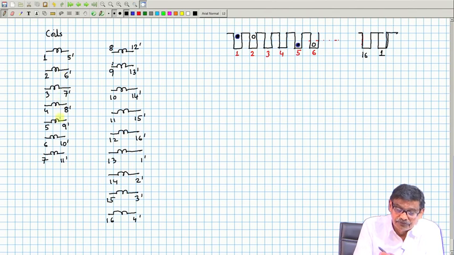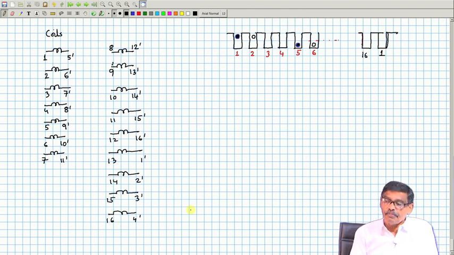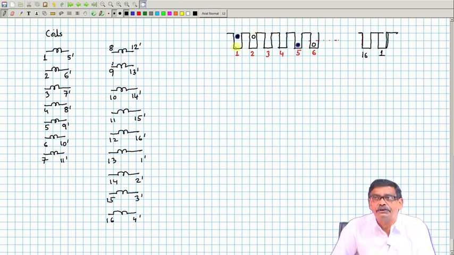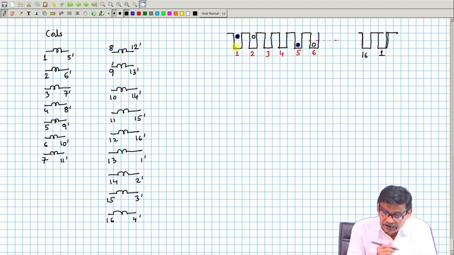1 2 3 4 5 6 7 8 9 10 11 12 13 14 15 16, all the 16 coils I have taken. So, this is how I will fill up all these slots, and each slot will house 2 coil sides. For example, slot number 1 will house coil number 1 start and coil number 13 returns, like that. So, this can be done.